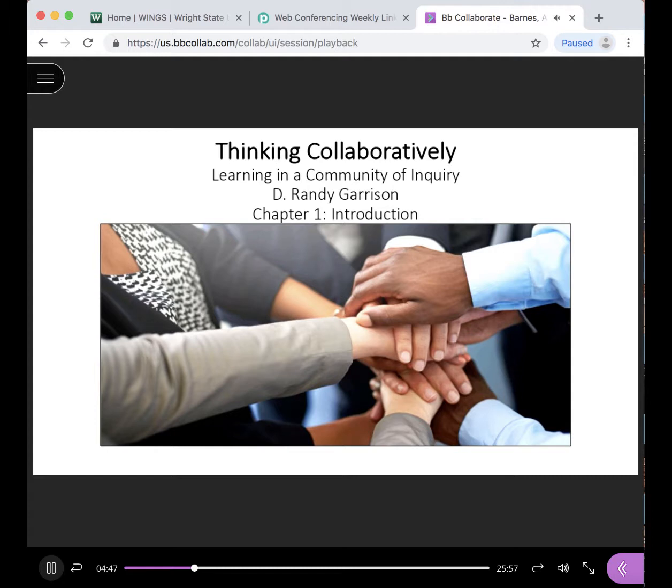So our topic today is thinking collaboratively. And the source of most of this information will be the book Thinking Collaboratively, Learning in a Community of Inquiry, authored by D. Randy Garrison. And for today's lesson, we're just going to start with Chapter 1, an introduction to thinking collaboratively.